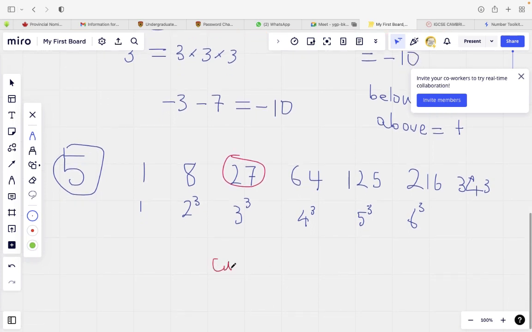Cube number, let's use NO to represent number. Cube number in this question is 27. The only cube number in this question is 27. This is Roman figure 1, question 5, Roman figure 1.